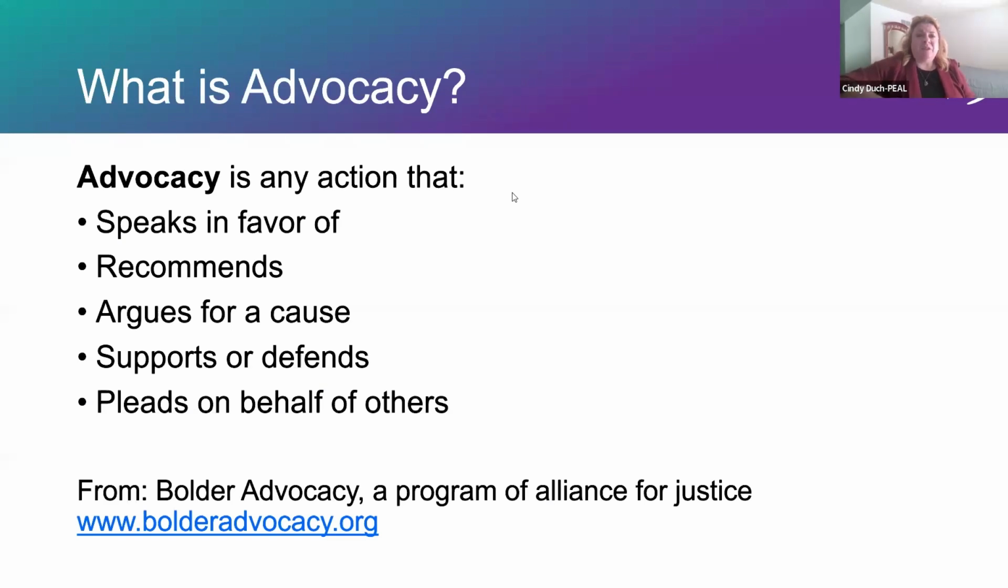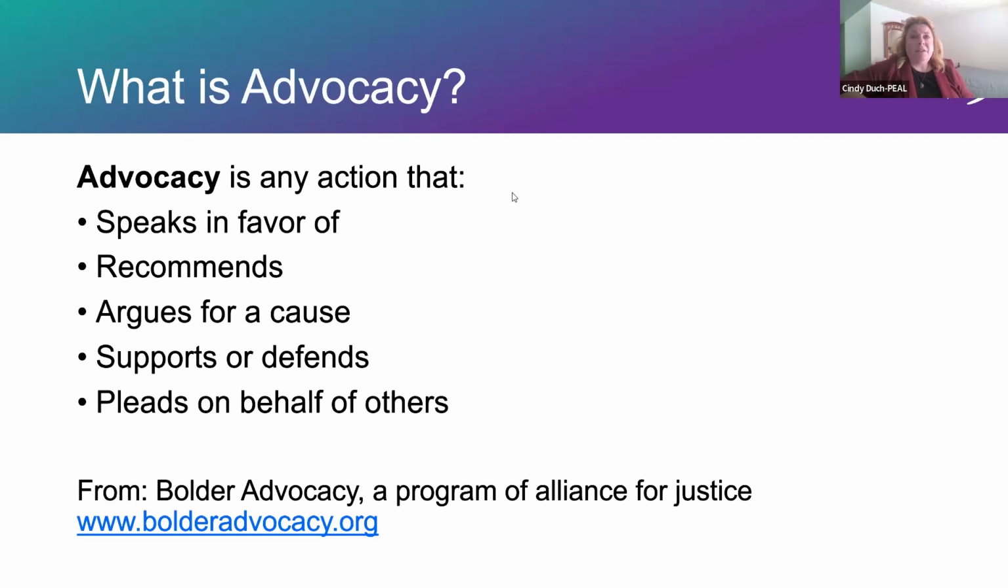So what is advocacy? We're looking for a definition here. From Boulder Advocacy, where we have a link right there, it's any action that speaks in favor of, recommends, argues for a cause, supports or defends, or pleads on behalf of others.